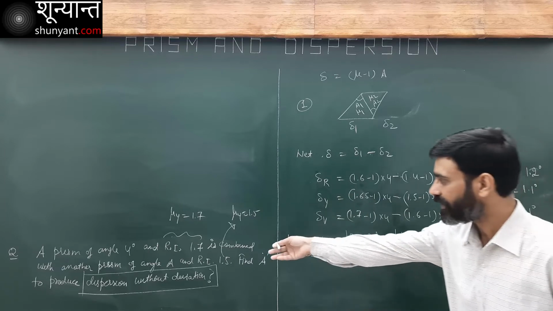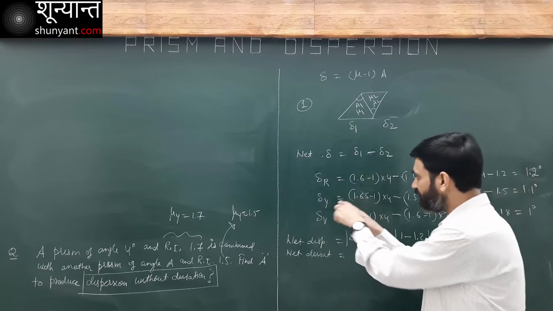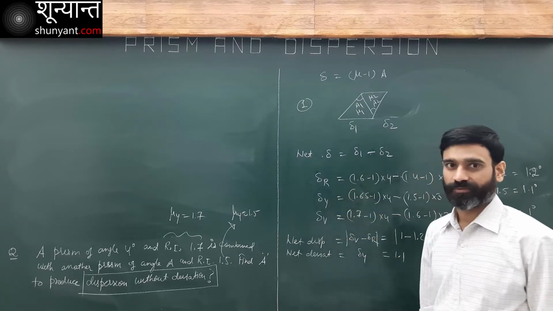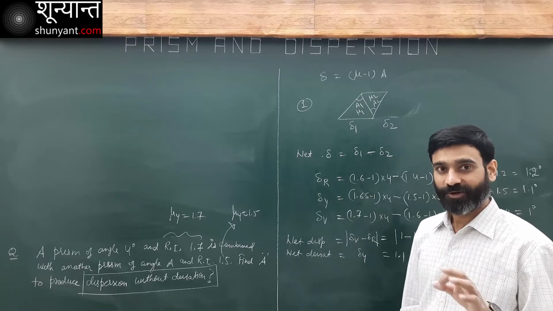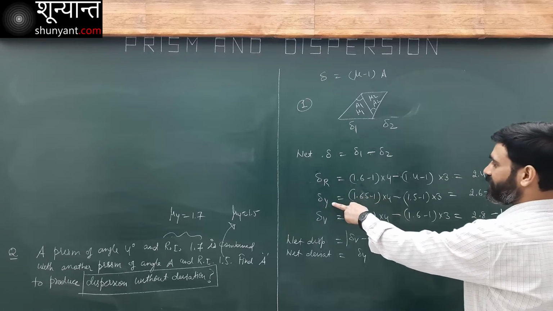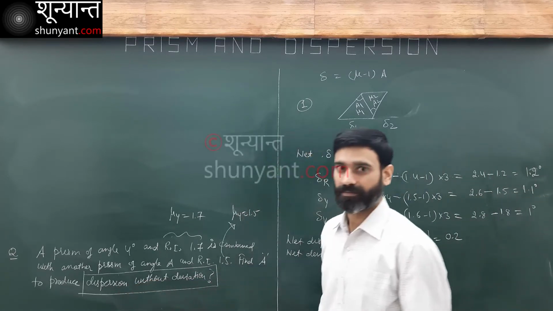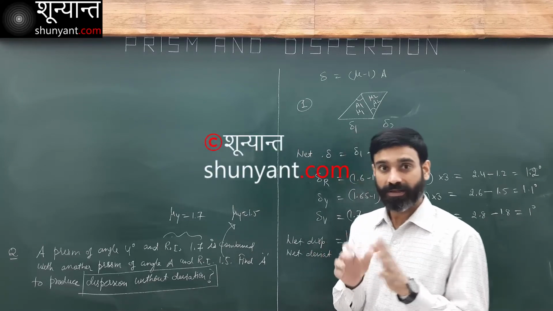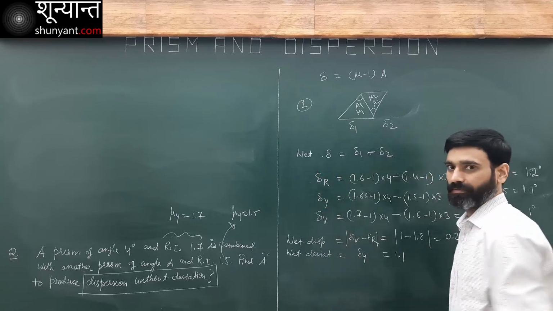Here we are adjusting. But when this is 0, these two will not be 0. That is not possible. They are going to be different. So if this is 0, then we say that it is dispersion without deviation, dispersion without average deviation, when delta y becomes 0.